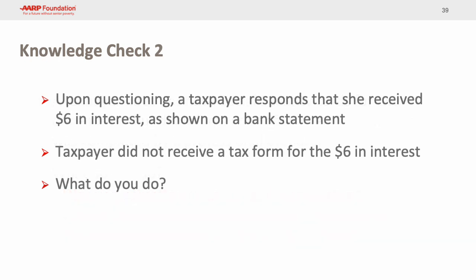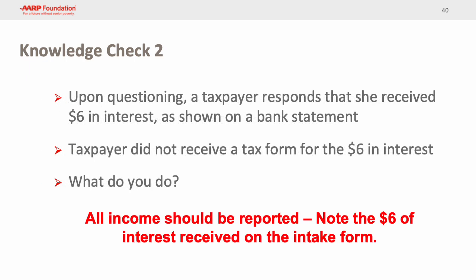Knowledge check 2. Upon questioning, a taxpayer responds that she received $6 in interest as shown in a bank statement. Now, the taxpayer didn't receive a tax form for the $6 in interest. What do you do? Okay, all income should be reported. Note the $6 of interest received on the intake form.